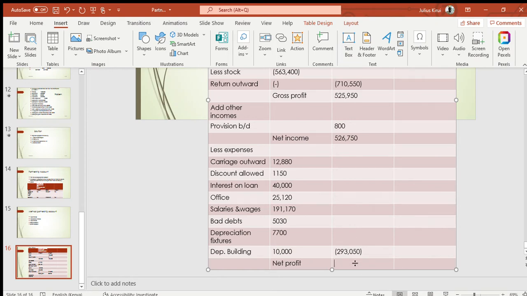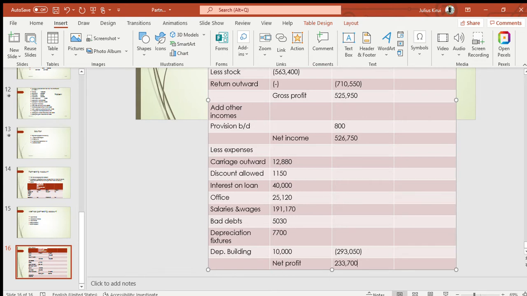You get 273 or 233,700. So this acts as our what? Our net profit. Now, so far so good. The aim of preparing the income statement is actually to get the net profit.